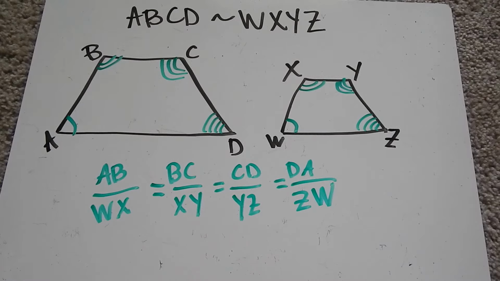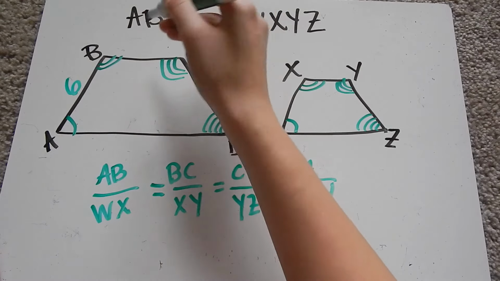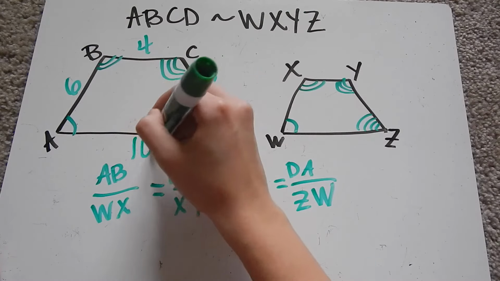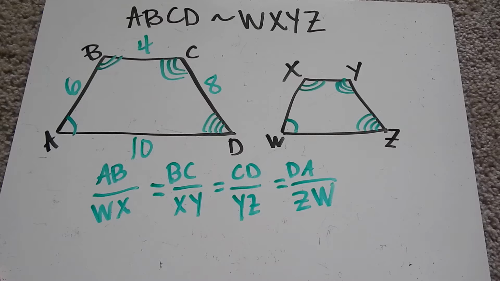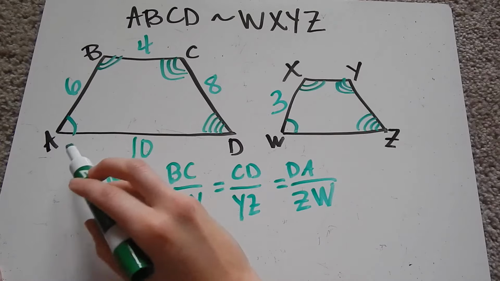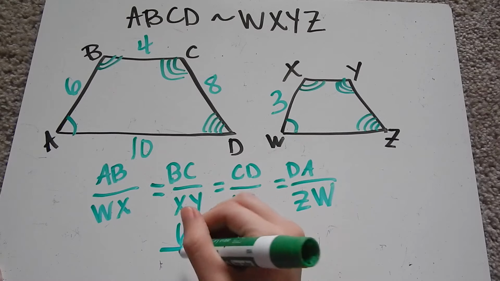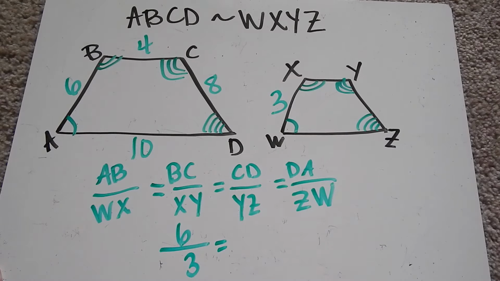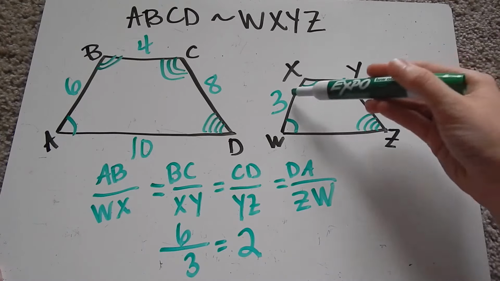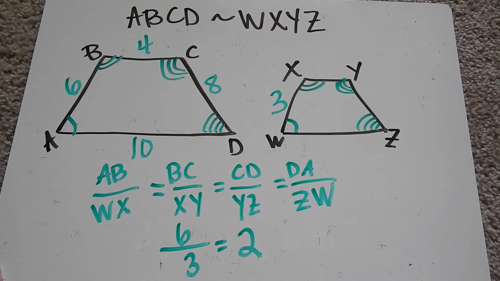So as an example, if I say AB is 6, BC is 4, CD is 8, and AD is 10, and then I say WX is 3, so if I look at that ratio, AB to WX, if AB is 6, WX is 3, then we have a scale factor of 2, which means when I go from one of these sides to the other one, I multiply by 2. 3 to 6 is multiplying by 2.